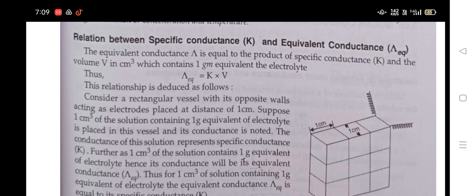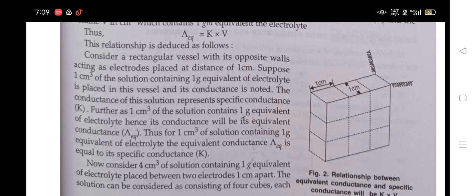The equivalent conductance lambda is equal to the product of specific conductance kappa and the volume V in centimeter cube, which contains 1 gram equivalent of the electrolyte. Lambda equivalent is equal to kappa into V. Consider a rectangular vessel with its opposing walls acting as electrodes placed at a distance of 1 centimeter. Suppose 1 centimeter cube of the solution containing 1 gram equivalent of electrolyte is placed in the vessel and its conductance is noted. The conductance of this solution represents specific conductance.